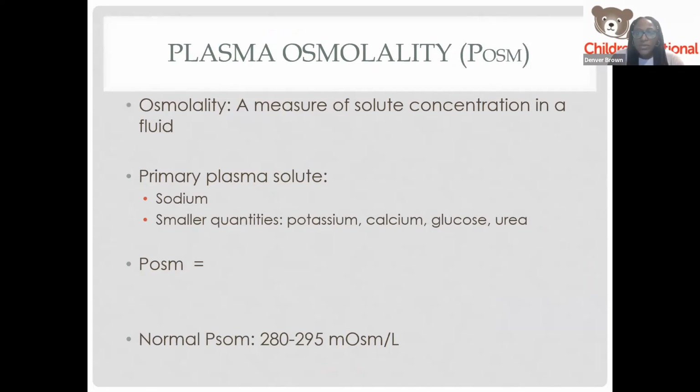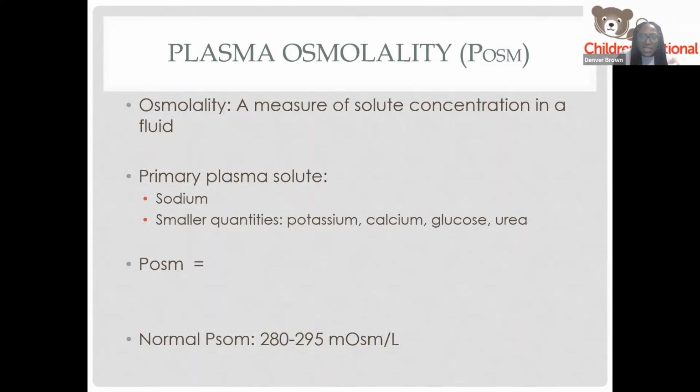Another important term to understand before we dive into fluids and electrolyte balance is plasma osmolality. So osmolality is a measure of solute concentration in a fluid. Now, the primary plasma solute is sodium. In smaller quantities, we also think of osmolality being affected by potassium concentration, calcium, glucose, and urea concentration. And it's important that we know how to calculate plasma osmolality.